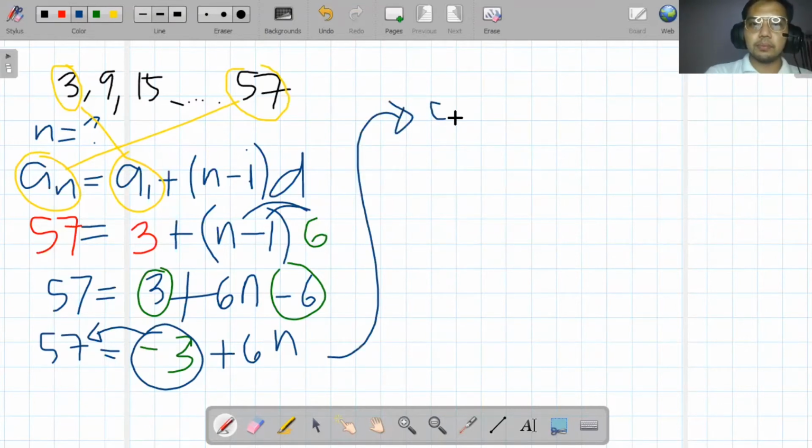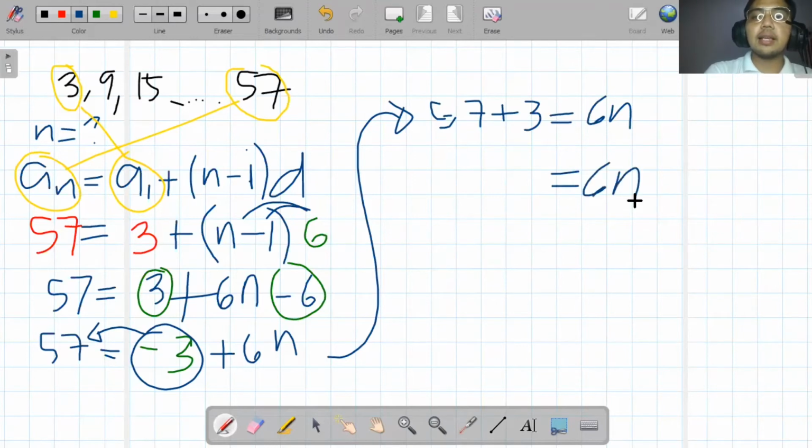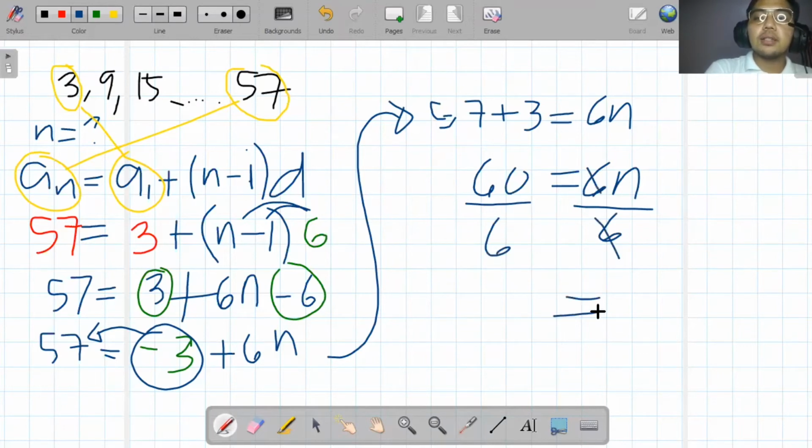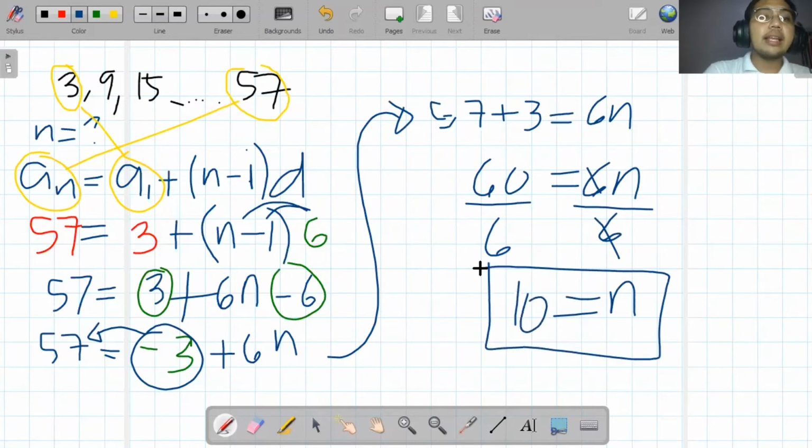So 57 plus 3 equals 6n. Simplify, that's 6n. 57 plus 3, so 60, divided by 6, divided by 6, cancel. So we'll have n equals 60 divided by 6, of course, that's 10. So therefore, there are 10 terms.